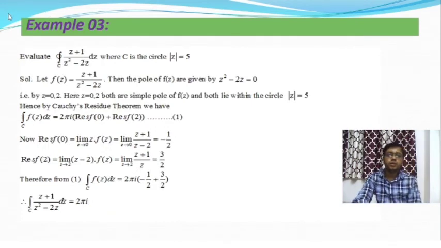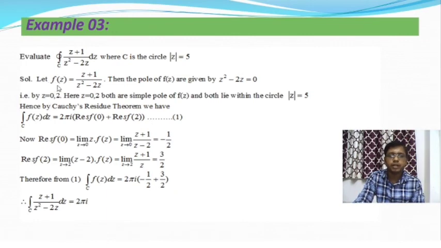Now we are looking to find the solution of the third example. So here is the example: closed integration over C of (z plus 1) by (z square minus 2z) dz, where C is the circle modulus of z is equal to 5. So first of all we are going to find the poles of the function, and after that we are going to find the residue at the different poles, and then we will apply Cauchy's residue theorem for finding the given integration.